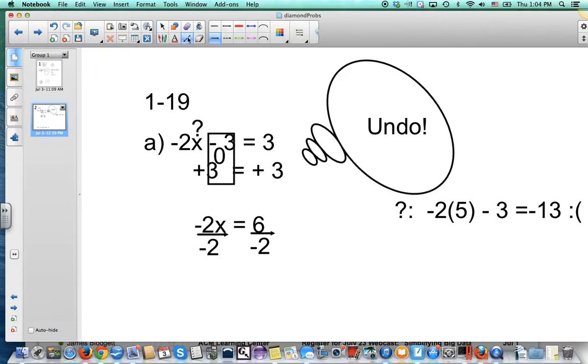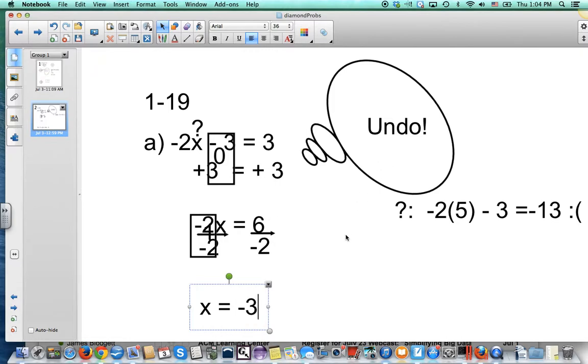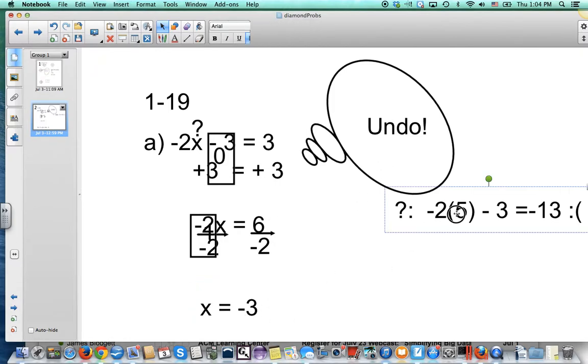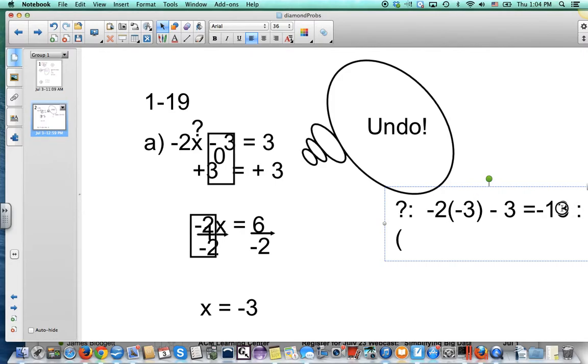When I do that, I see that negative 2 divided by negative 2 gives me a big 1. And 1 times x is just x. And 6 divided by negative 2 is negative 3. So now I know x equals negative 3. I can take it back over to the original equation and plug it in and see what happens.